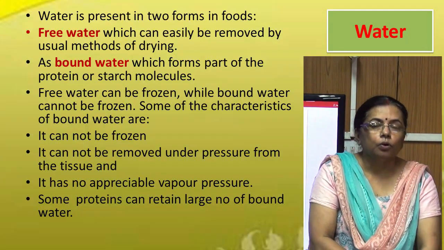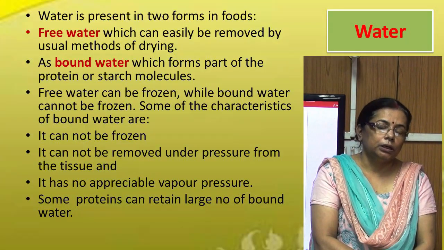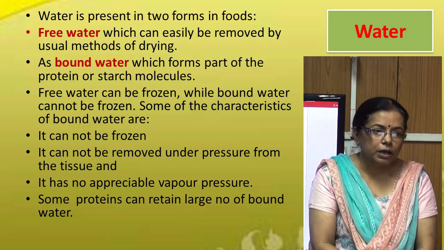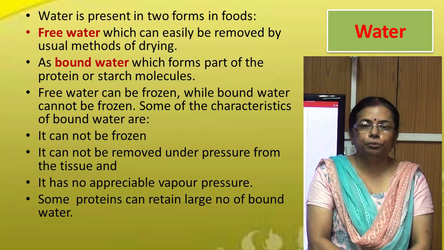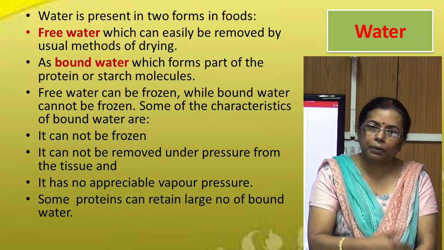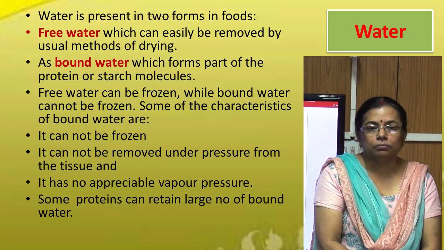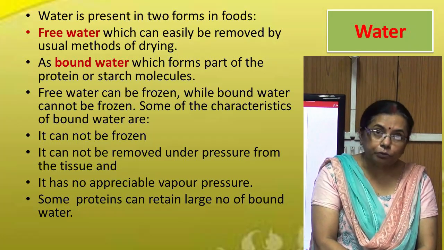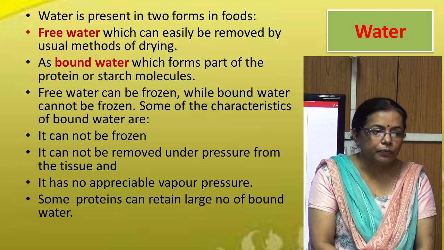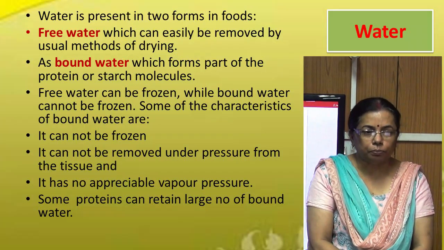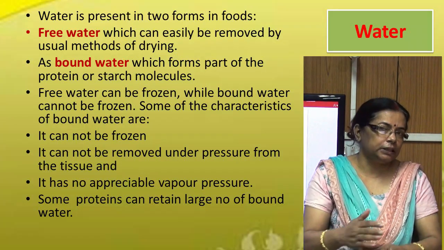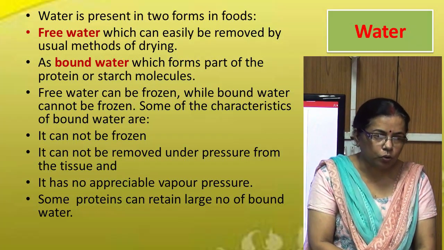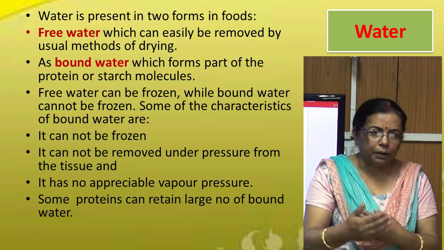In food, water is found in two forms. One is bound form, another is free form. Free water can be easily removed by the usual methods of drying or by applying pressure, and most fruits and vegetables contain free water in considerable amounts. Bound water forms part of the protein or starch molecules; it is trapped in the protein and starch molecules. Therefore, it can't be removed by applying pressure.